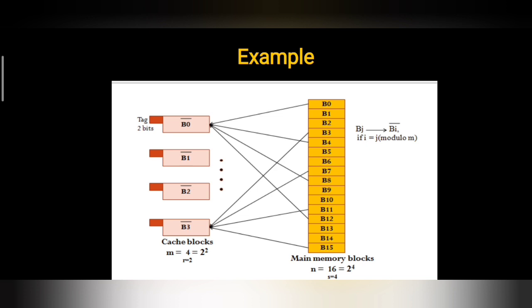Similarly, let's talk about B15. So here j is 15. So 15 modulo 4 gives me what? It gives me 3. It means my B15 main memory block can be mapped into the B3 bar cache memory block. Fine. So based on this formula, I can directly find out that my B0, B4, B8 and B12, these main memory blocks can all be mapped into the B0 cache memory block. Similarly, my main memory blocks B3, B7, B11 and B15 can be mapped into the B3 cache memory block.